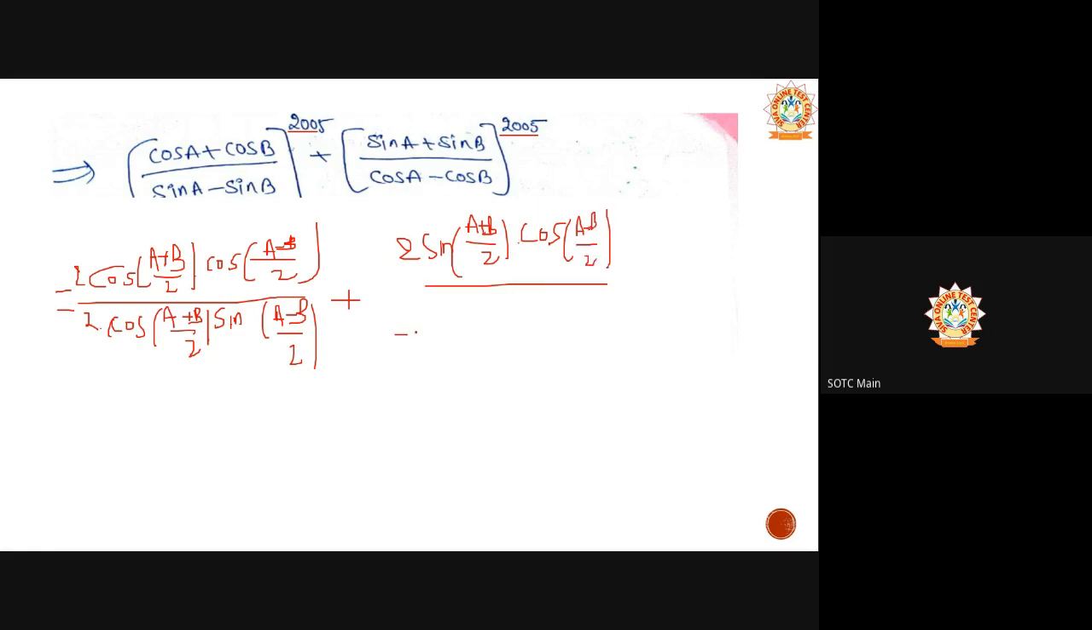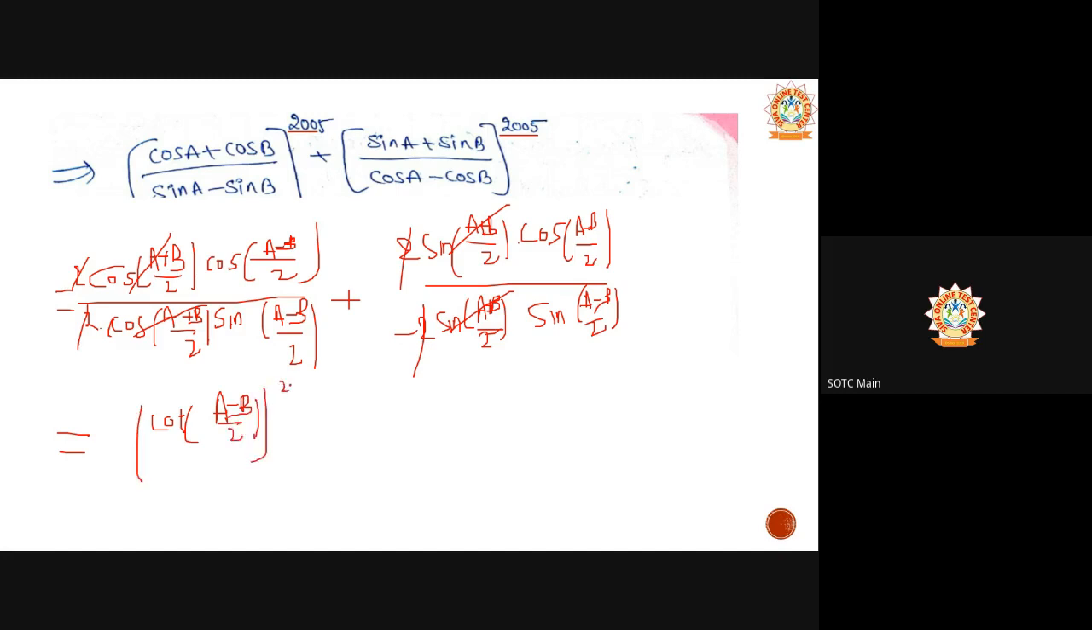Divided by cos C minus cos D, that is minus 2 sin of (A plus B) by 2 into sin of (A minus B) by 2. So whole power 2005, just keep like that. 2 will get cancelled. Sine of (A plus B) by 2 cancels, cos of (A plus B) by 2 cancels. Then remaining is cot of (A minus B) by 2, whole power 2005, plus minus cot of (A minus B) by 2, whole power 2005.